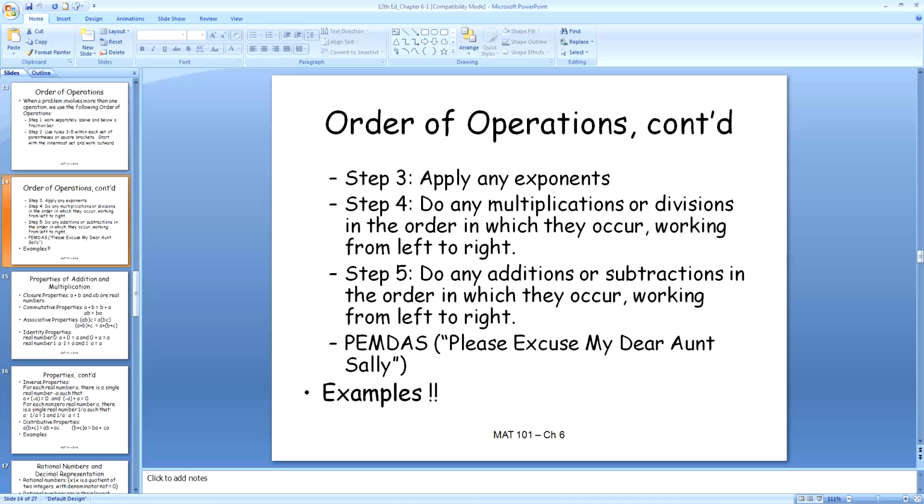A little acronym is PEMDAS, please excuse my dear Aunt Sally, where P is parentheses, E is exponents, M is multiply, D is divide, A is addition, and S is subtraction. Okay, let's do a couple of examples here in the order of operations.